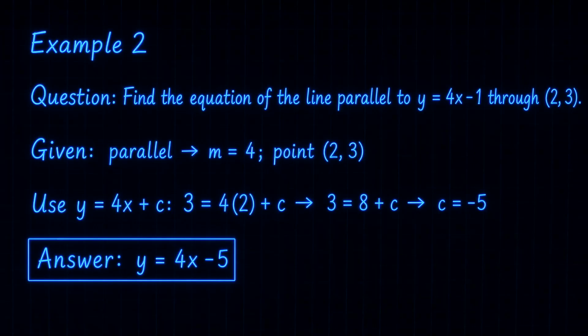Example 2. Find the equation of the line parallel to y equals 4x minus 1 that passes through the point 2, 3. Parallel means the same gradient, so m is 4. Now use y equals 4x plus c with the point 2, 3. 3 equals 4 times 2 plus c, that is 3 equals 8 plus c, so c equals -5. The line is y equals 4x minus 5.